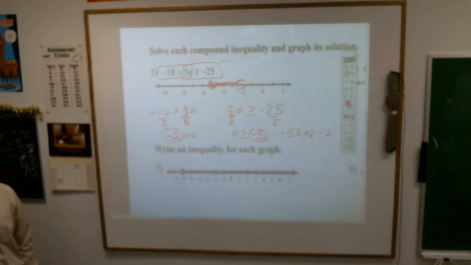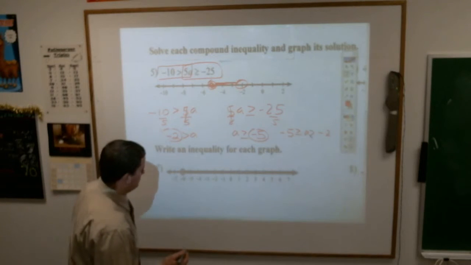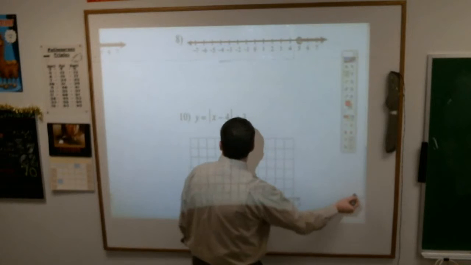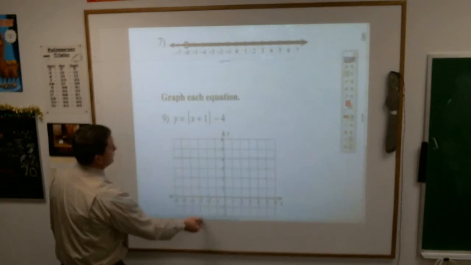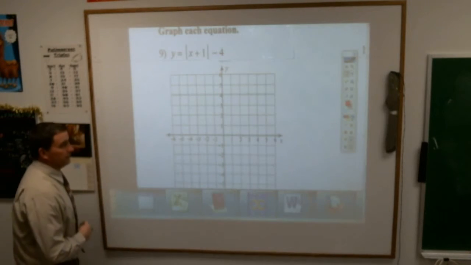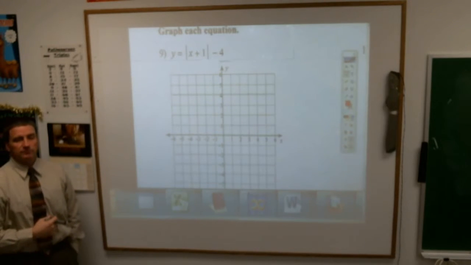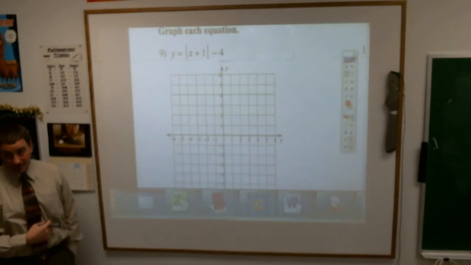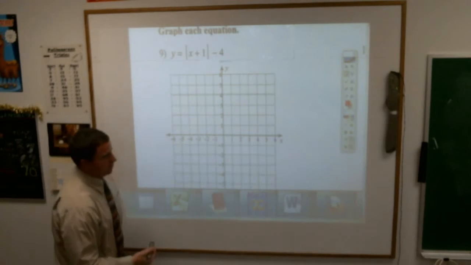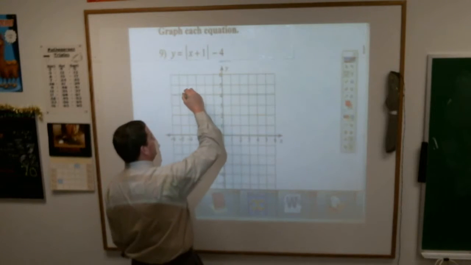Anything on this first page, Kendall? Can you do number 9? When you're doing a problem like number 9, first of all, it's an absolute value problem. You should know what the absolute value symbol is. What does the absolute value graph look like? I'm not sure how you could go through the last 2 weeks and not have any idea. So, you are going to have a V.